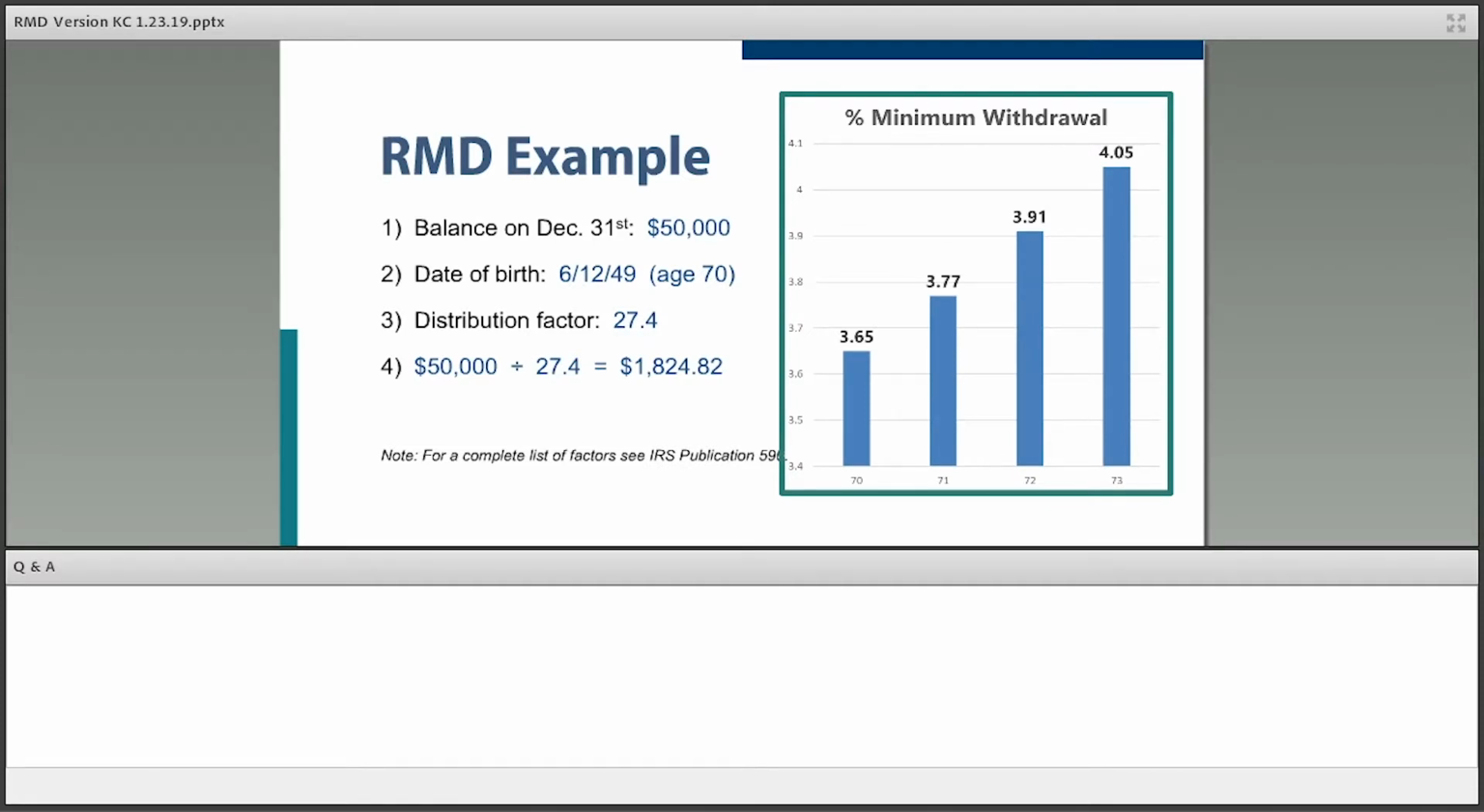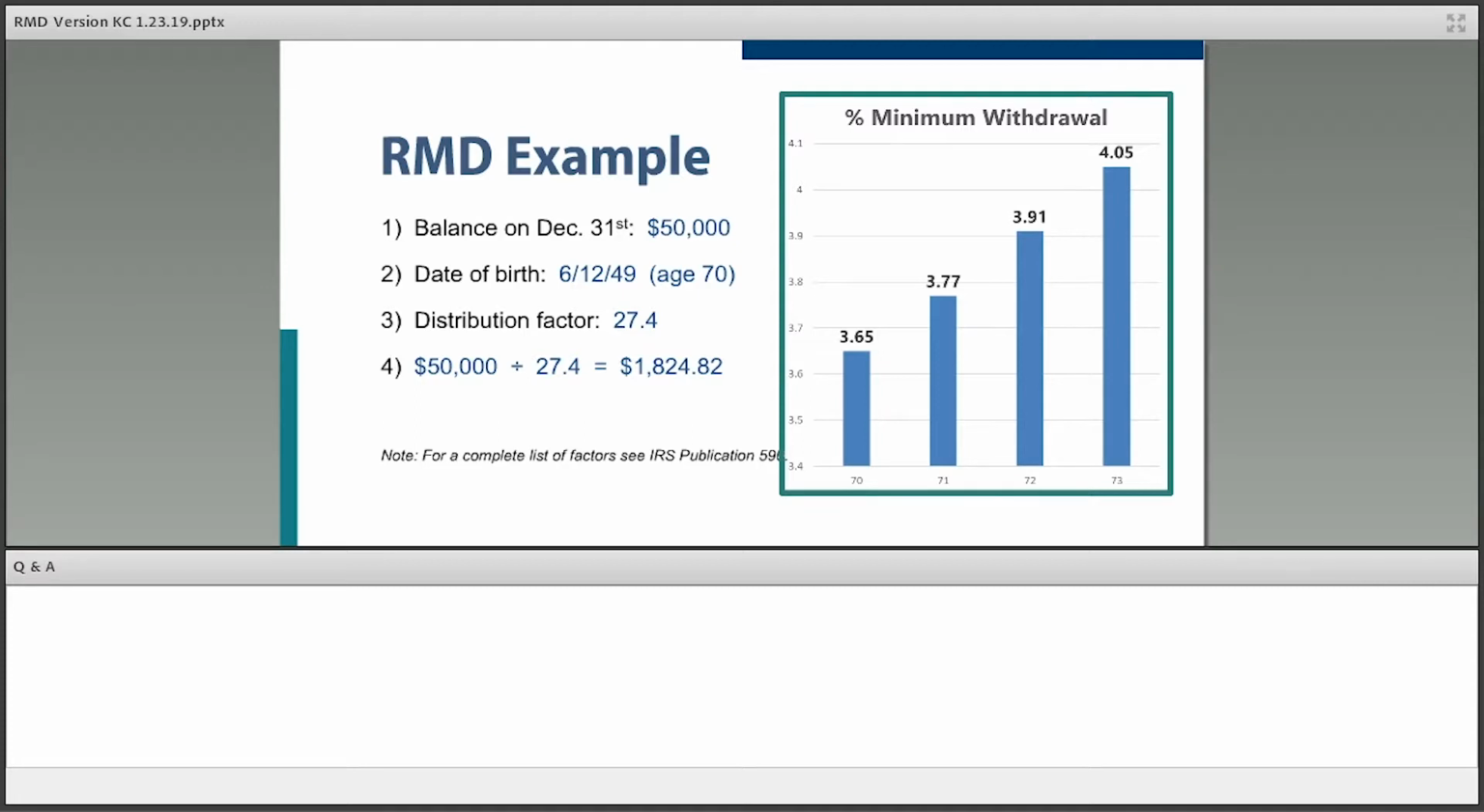And as you see on this next slide, we're using the same example that we just used on the prior slide, that you're age 70 this year, and your account balance on December 31st was $50,000. So as you see down on row 4, the required minimum distribution is $1,824, just exactly what we had calculated on the prior slide. But as you see in the graphic on the right-hand side, what it's showing you is that this really is a minimum amount of your total account balance.